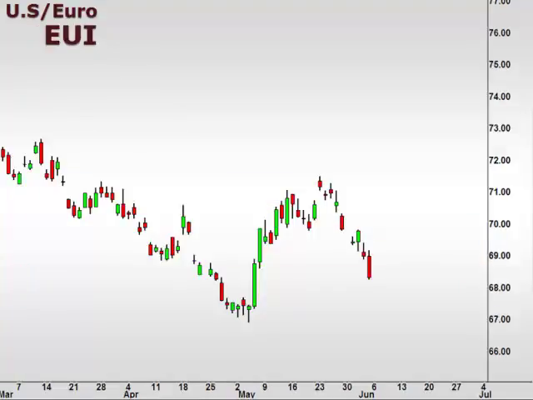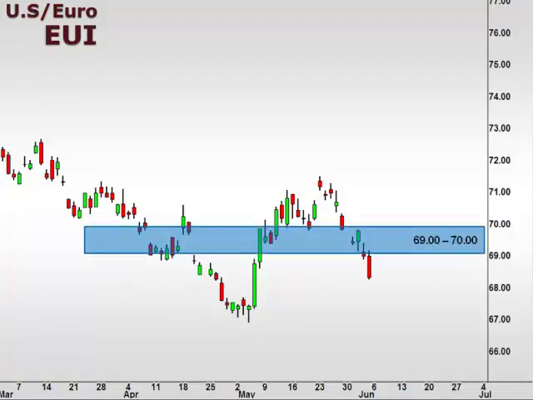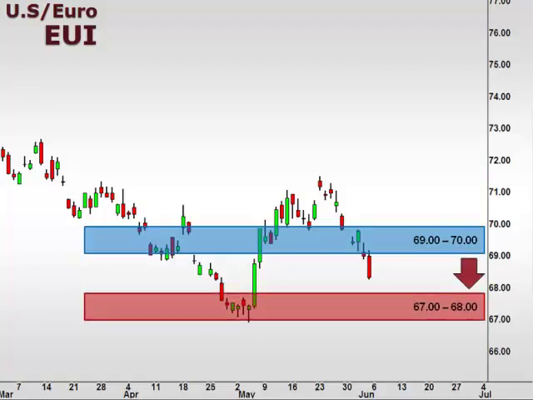Let's take a look at the U.S. dollar versus the euro as seen here in the EUI. The EUI continues to trend lower with the 69.70 level now becoming a major overhead resistance. We need to see a break back above 70 to signal a continuation higher. Failure to reverse back up into the 69.70 focal zone suggests a likely continuation towards the 67.68 focal zone.